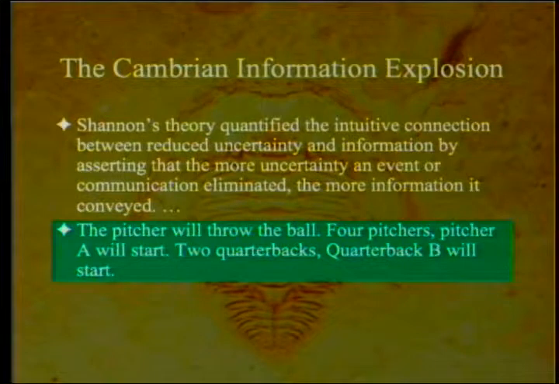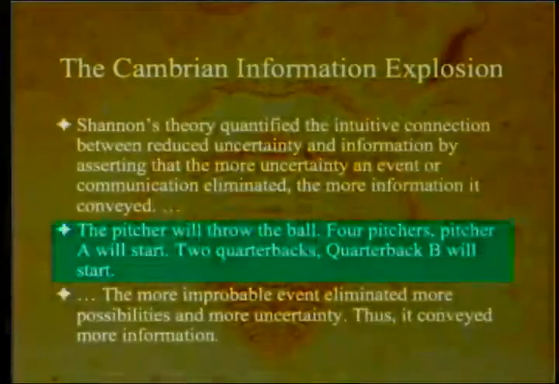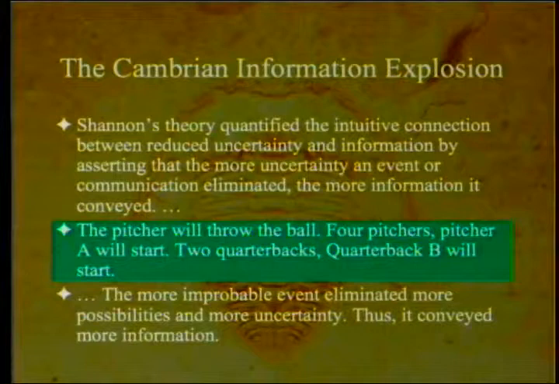Knowing which pitcher will start, in other words, you could give 1-0, 1-1, 0-0, or 0-1. You pick one of those four and you can give 2 bits of information and specify which pitcher it is, whereas if you're doing quarterbacks, you have either 0 or 1, that's all you need. The more improbable event eliminated more possibilities and more uncertainty, thus it contained more information.